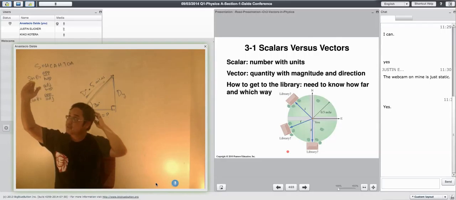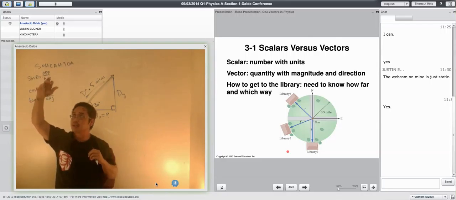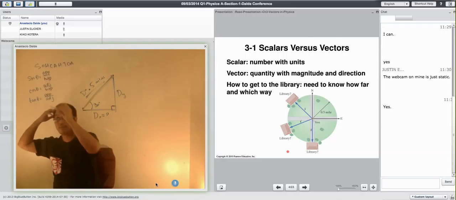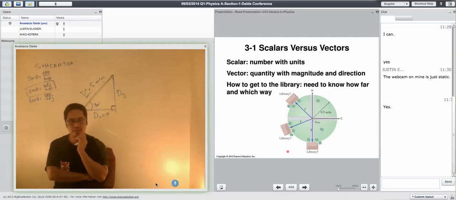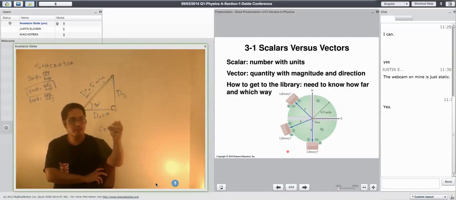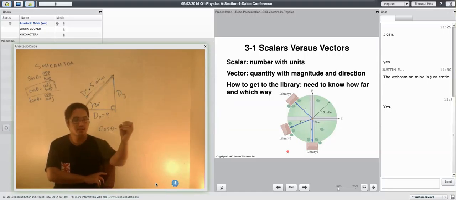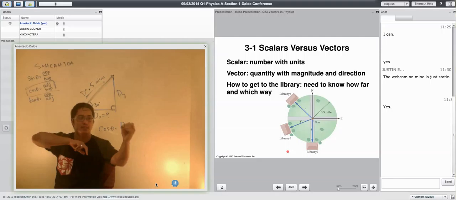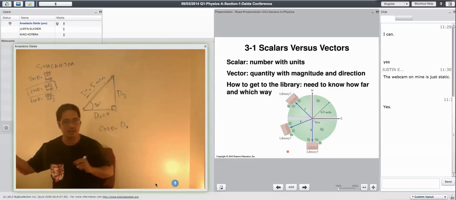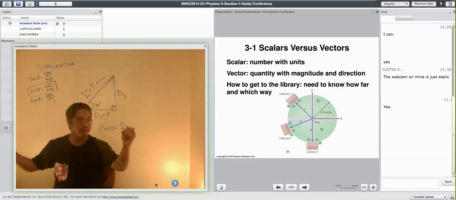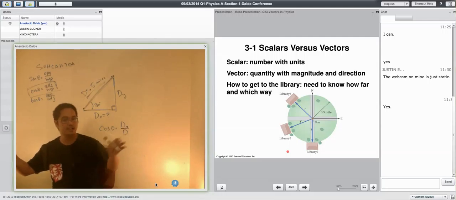So anyway, the part that deals with the angle, the adjacent side, and the hypotenuse would be the cosine of that angle. The cosine of theta is equal to adjacent over hypotenuse. So the adjacent would be the dx. That's this side right here. And the hypotenuse would be the d. So it would be dx over d.